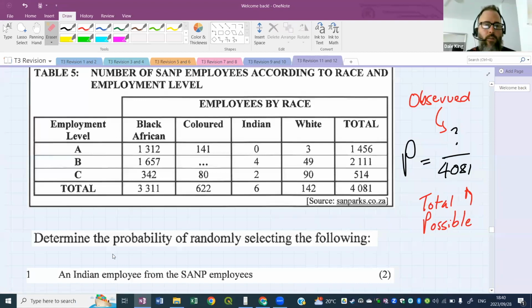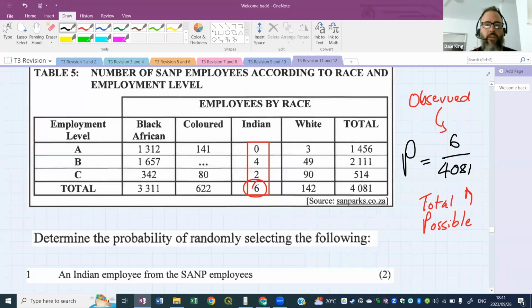But it says here, what's the probability of one of them being an Indian? Well, if we go down to the Indian column over here, how many Indian employees are there? There are a total of 6. So the top of your fraction needs to have the 6. Okay. So you need to build a fraction for probability.